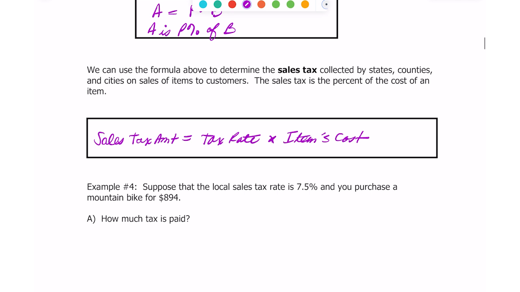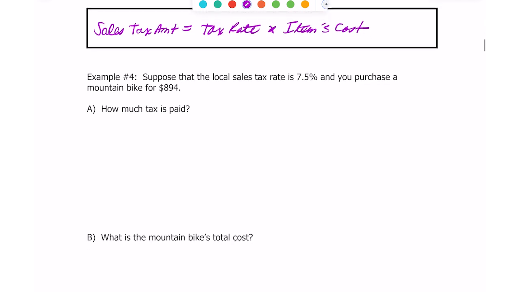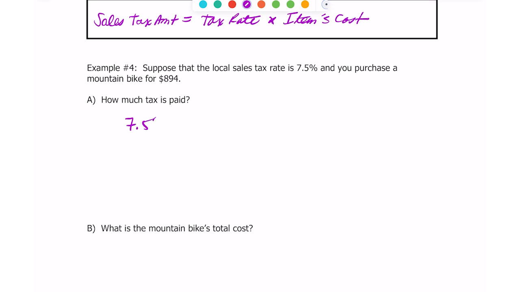My problem says, suppose the local sales tax rate is 7.5% and you purchase a mountain bike for $894. We want to look at two things. How much tax did you pay and what is the mountain bike's total cost? So I'm going to apply my formula here. I'm first looking for how much tax is paid, and to do that, I'm going to take the tax rate times the item's cost. So my tax rate is 7.5% of the total cost, which is $894.